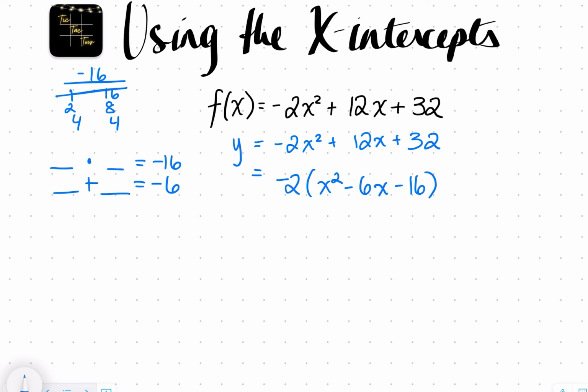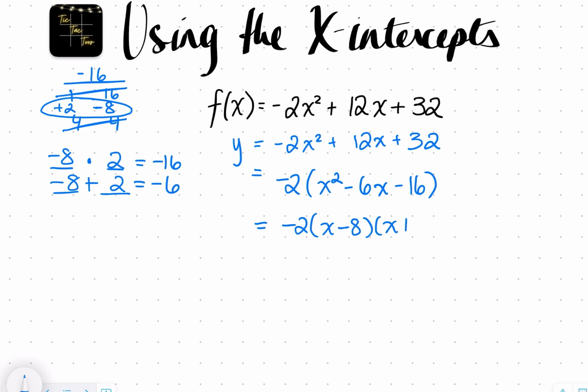4 plus or minus 4 would not equal -6, but -8 and +2 would work. So we have -8 times +2 gives us -16, and -8 plus 2 equals -6. So those two values work. We'll put them into our equation. And now we have reached the factored form of our function equation.